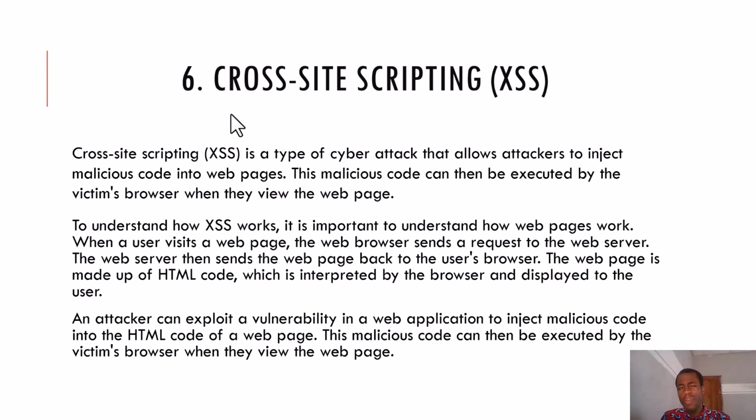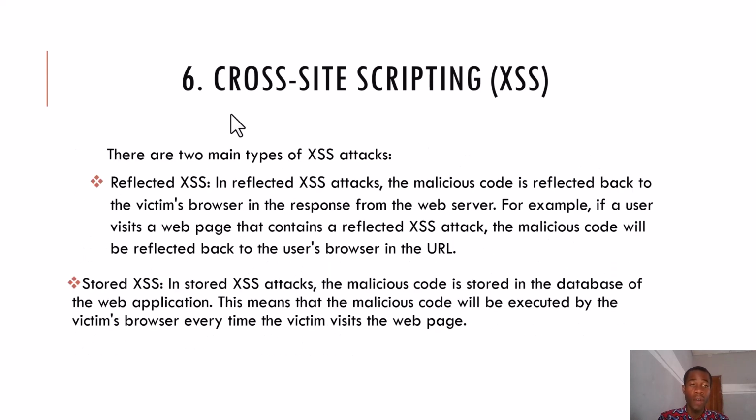Now, the web page is made of HTML code, so when an attacker exploits a vulnerability in the web application to inject malicious code inside the HTML code of the web page, a person can then execute the code inside the victim's browser when they view the page. We have two types: we have reflected, and then we have stored.